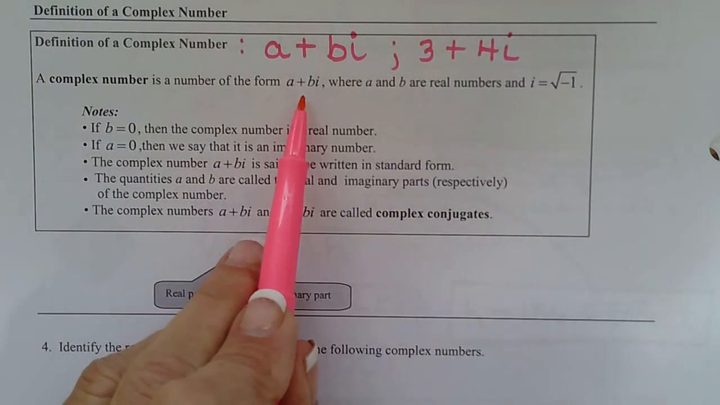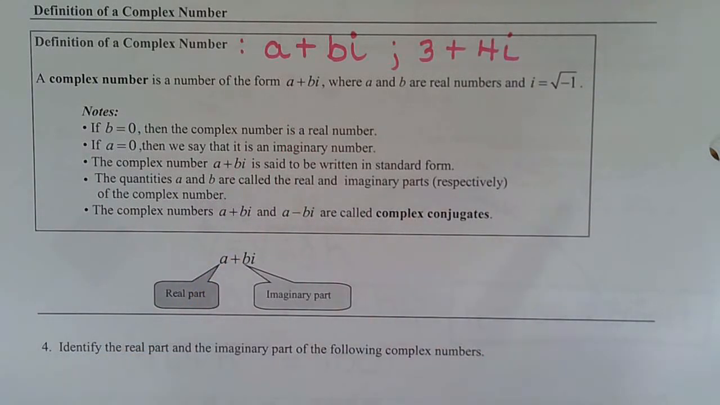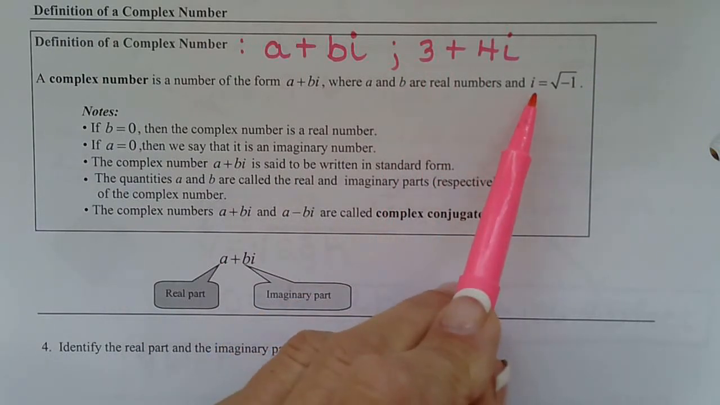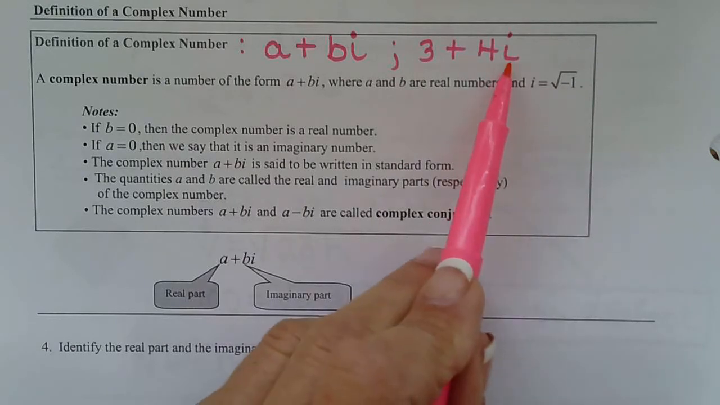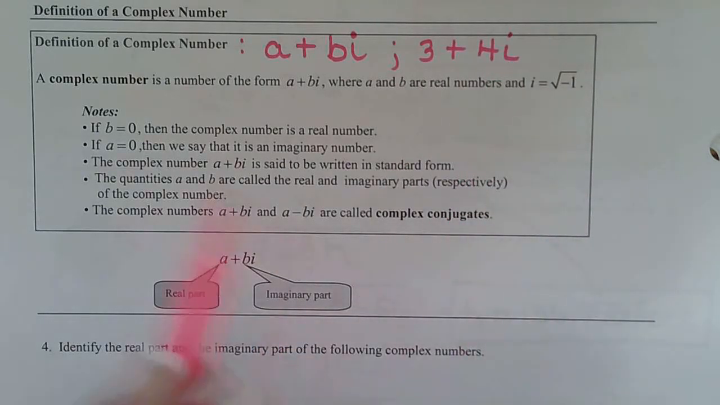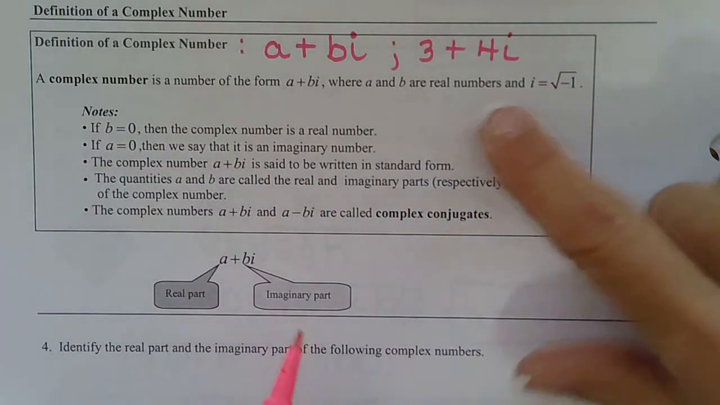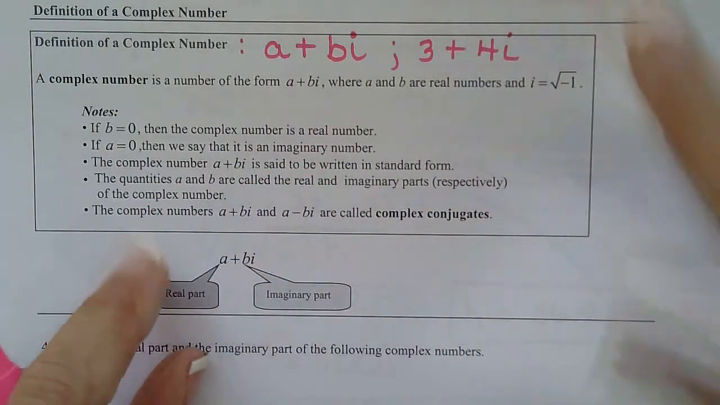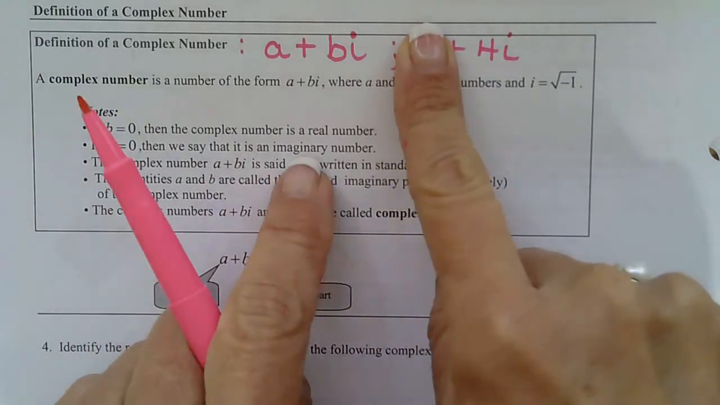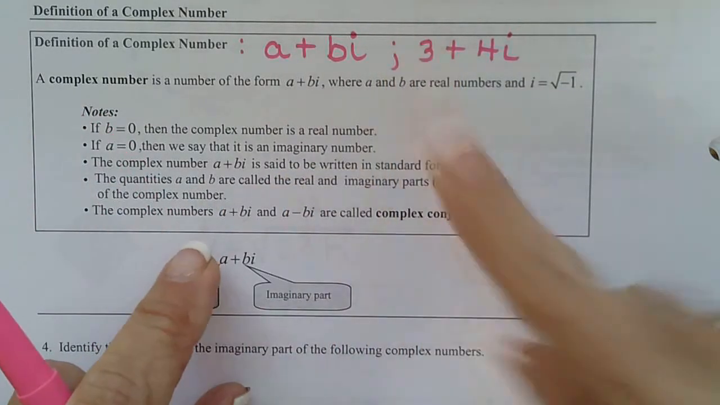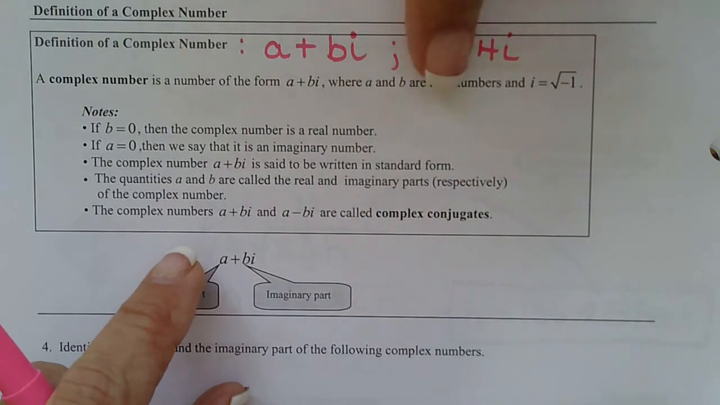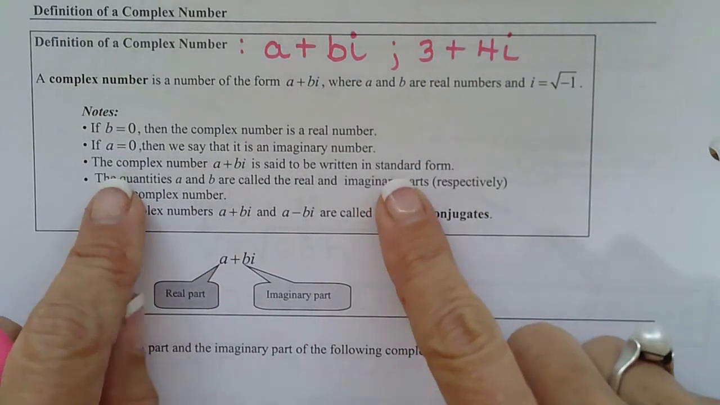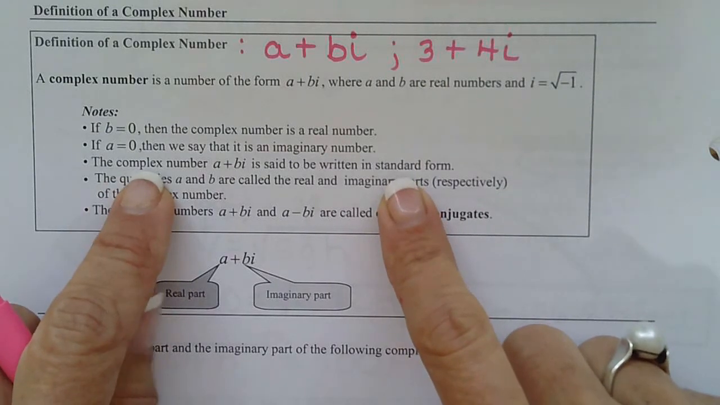A complex number is of the form a plus bi. a and b are both real numbers. You can see that. And i, as we already know, is just the square root of a negative. So when b is 0, so that means this part's gone, then it's just a real number. When a is 0, which means this part's gone, then we just call it an imaginary number. So this is a real number. This alone would be an imaginary number. Together, we call them a complex number.